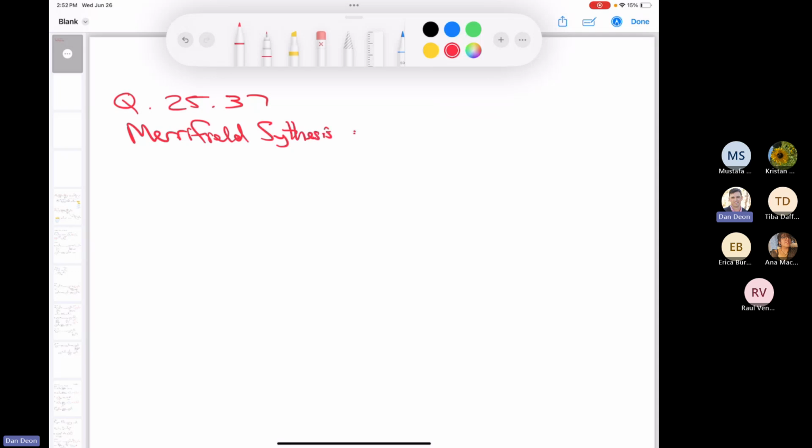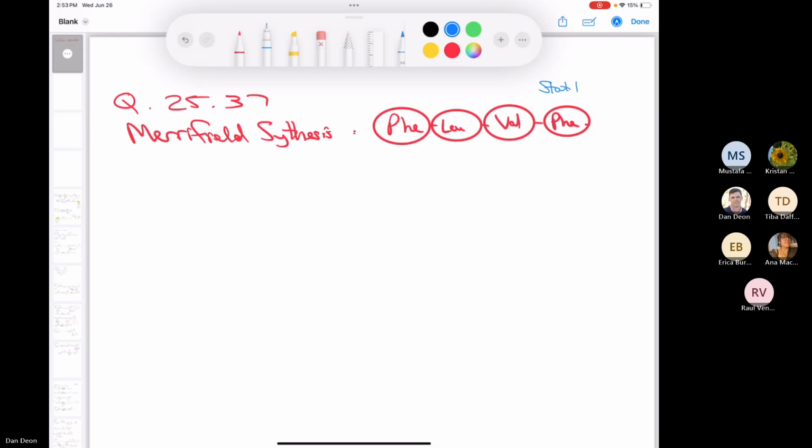And the tetrapeptide that we want to make, what was it? It was phenylalanine, leucine, valine, and then phenylalanine. Okay, so we want to make this by the Merrifield synthesis. So what we're going to do is start here, and then end here. So we start at the C terminus, or we start on the right-hand side, and then we work our way left.